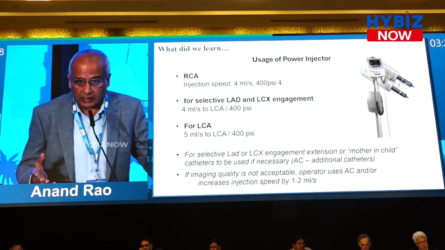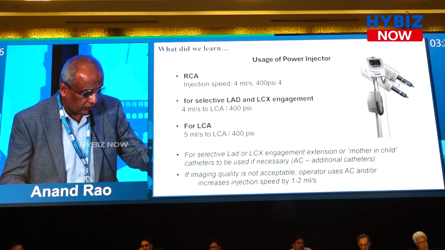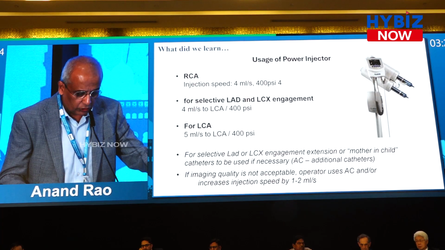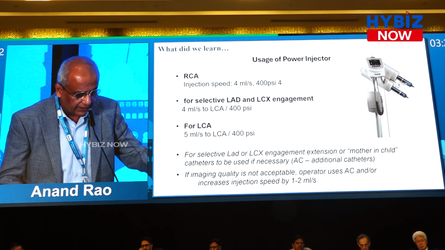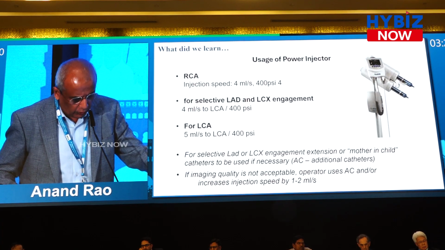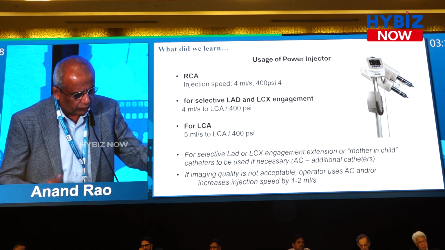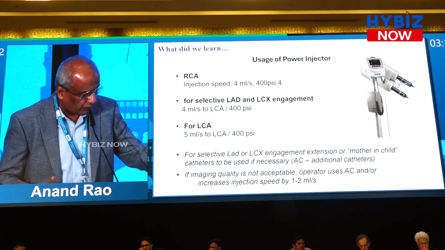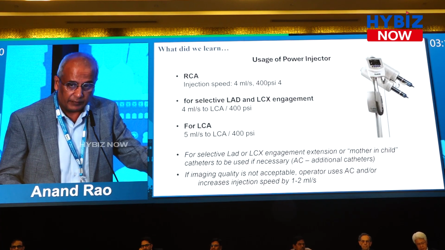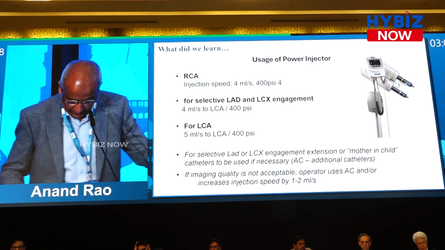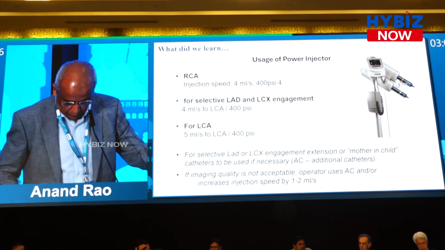Some centers are using a power injector. We did this initially in a few cases, but it is also very tedious, so it's more or less the same. For RCA, you give 4 mL per second at 400 psi, and for selective left, the same thing, 4 mL, or for the entire left coronary artery, 5 mL per second at 400 psi. So a power injector can also be used.